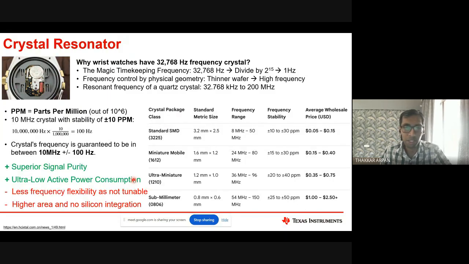What are the disadvantages? Just now the question was, let's say you want to change the frequency. Then what you have to do? You have to go and buy a different part, right? So that is not very tunable. And the second thing is that they still have a very high area. Okay. So these two are its disadvantages.